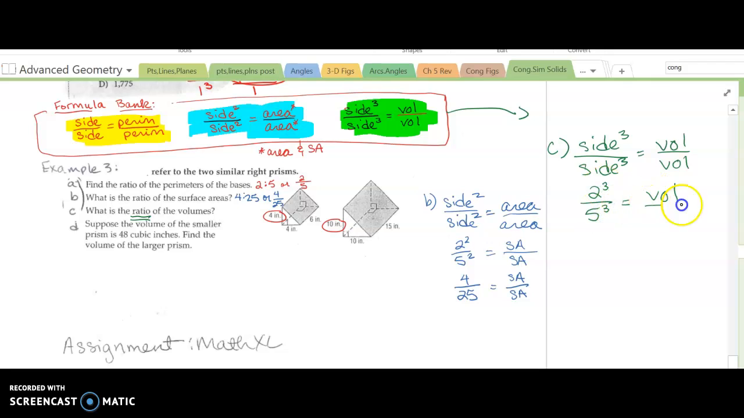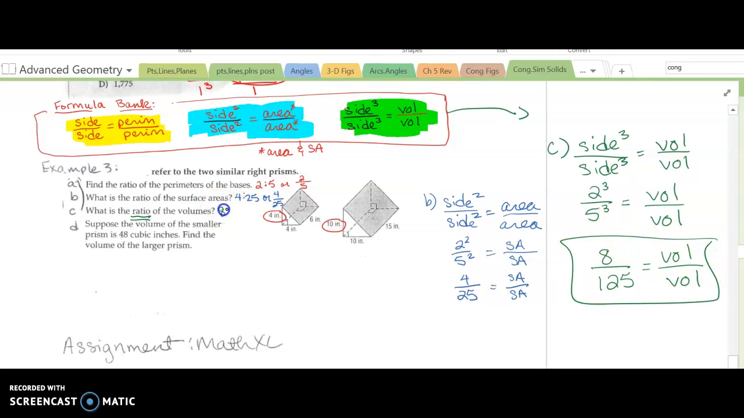And that's it. Because whatever those volumes actually are, if you were to actually find them and reduce them, you would get the same thing as 8 to 125. So that is the answer here. I don't really have enough room to write another version, but we know that's the same thing as 8 over 125. All right, and then the last question, suppose that the volume of the smaller prism is 48.